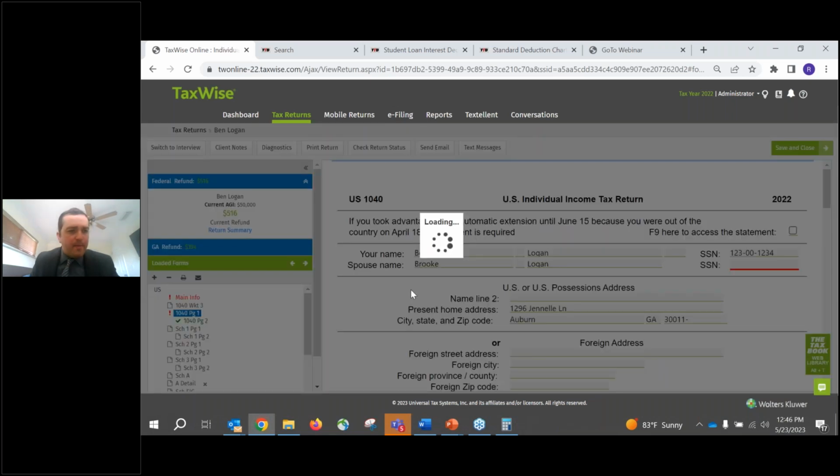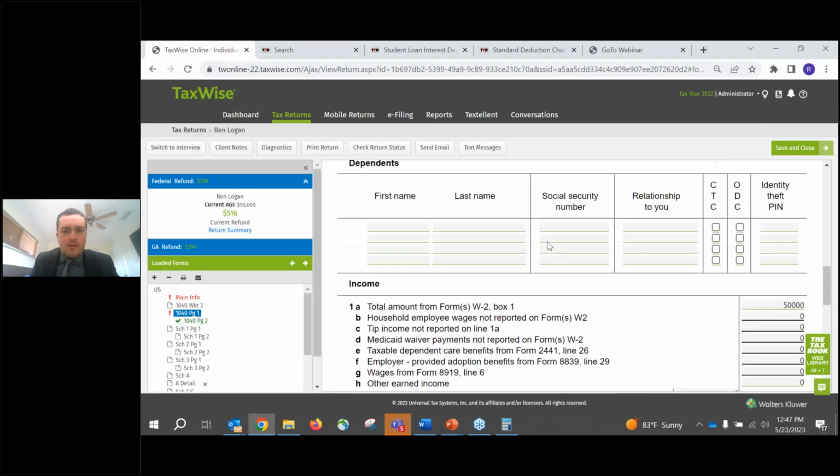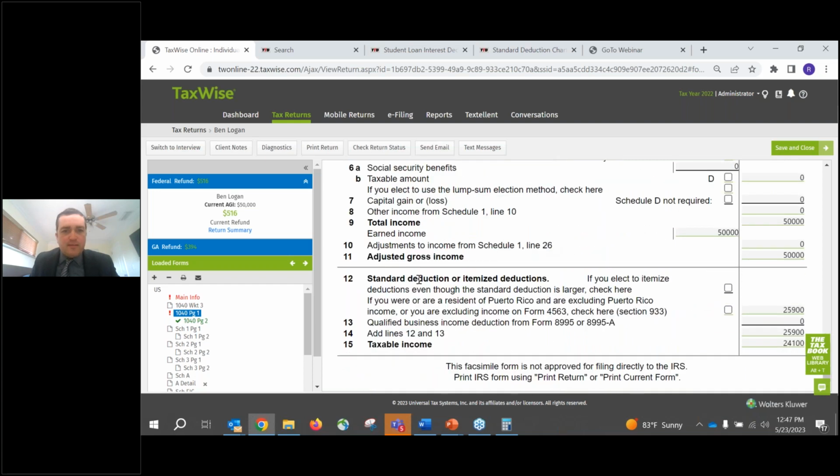Within TaxWise, we're going to go back to the 1040 and scroll down to standard deduction or itemized deduction. You can choose to override the standard deduction. Typically it's going to take what is best for the federal return. However, this is just a box that you have to click and it's going to automatically change it to the itemized. If we click this box, we can see the deductions have changed.